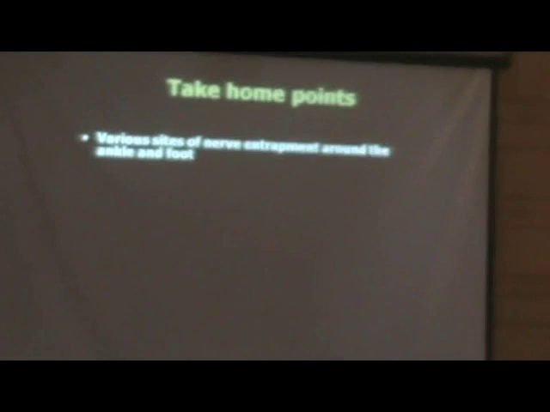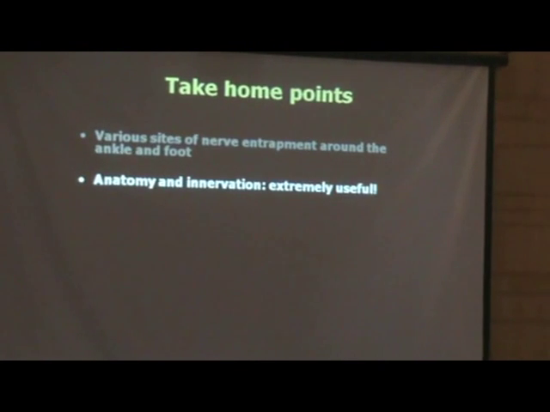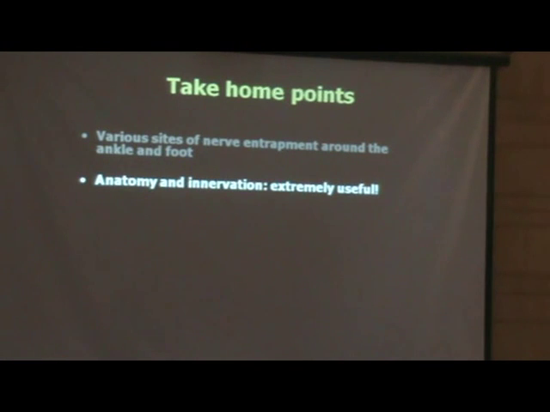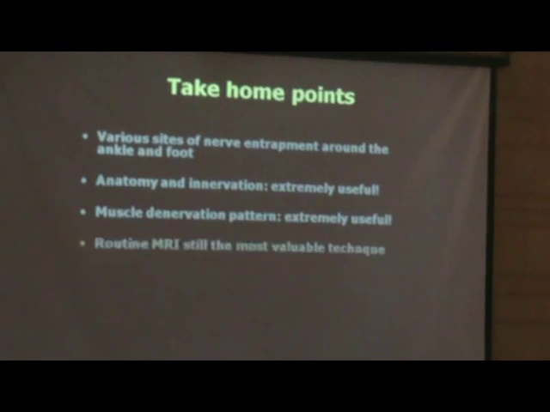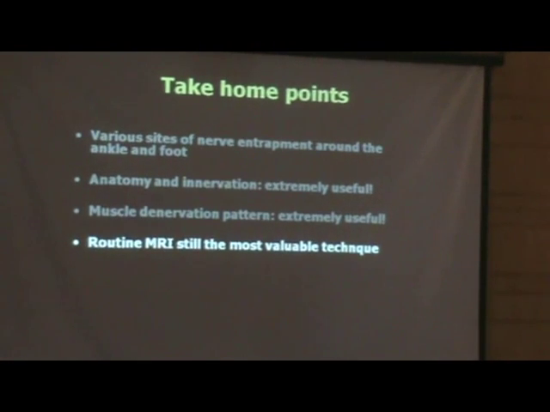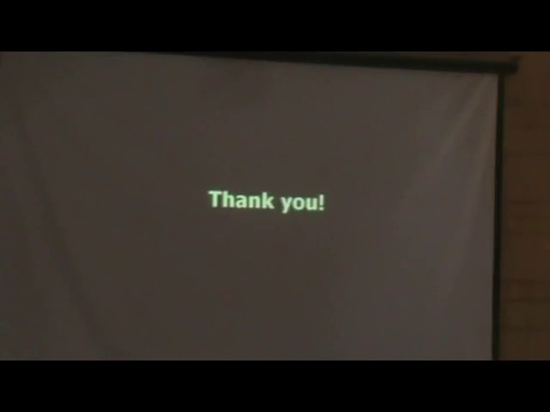And with that one, I come to the end. So some take-home points. So you see we can have various causes of nerve entrapment around the ankle and the foot. Very important and extremely useful is to know the anatomy and the innervation pattern, especially the muscles. They can tell us a lot about where the pathology is happening. So muscle denervation pattern, this is very important. And routine MRI is still the most valuable, useful technique we maintain, and with that one I finish my presentation. Thank you so much.